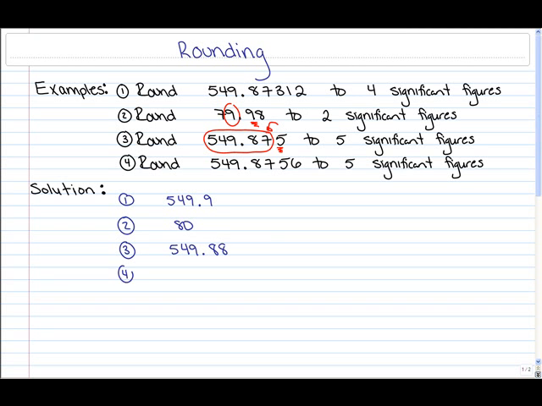Now the last example here, round the number 549.8756 to 5 significant figures. Here's 5 significant figures. Now the digit after the 5th significant figure is a 5, but there is a digit after that 5, which is a 6. So the rule that I used for question 3 doesn't apply. We would automatically round the number 7 up to 8. So in this case, our rounded number would be 549.88 as well.